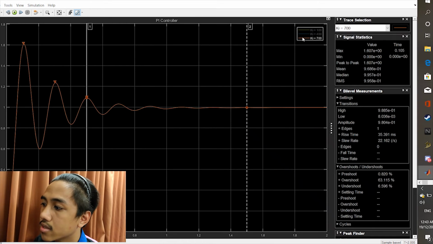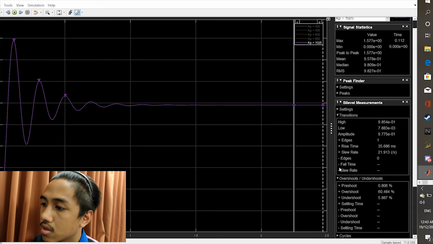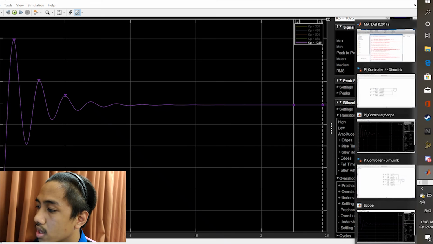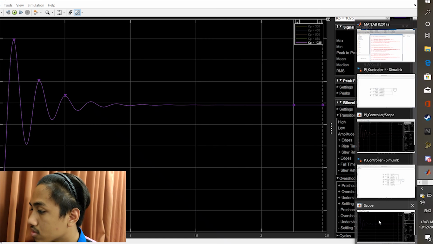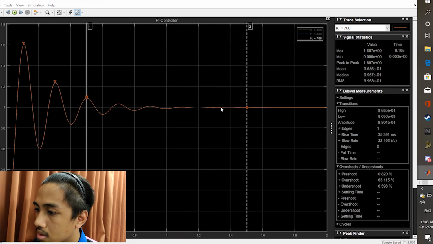So how does it eliminate the steady state error? As you can see in the graph here, this is our proportional graph. We already chose the value of Kp equal to 1035, with which we obtain a steady state error percentage below 2%. After we add the integral controller, we will eliminate the steady state error.